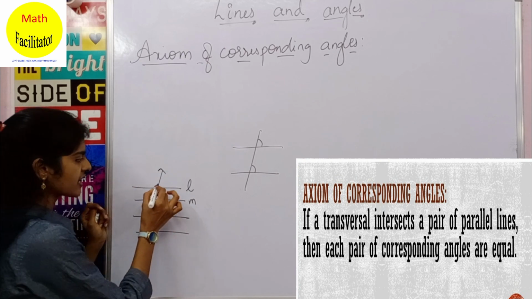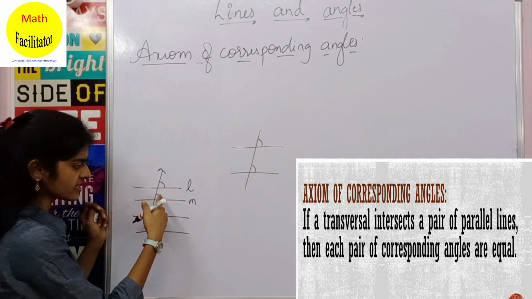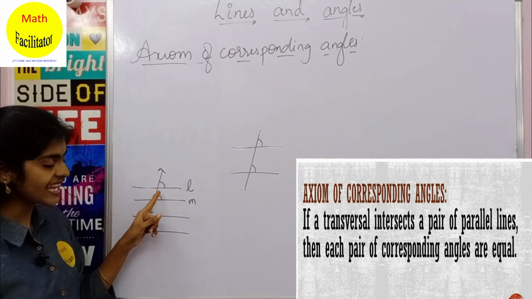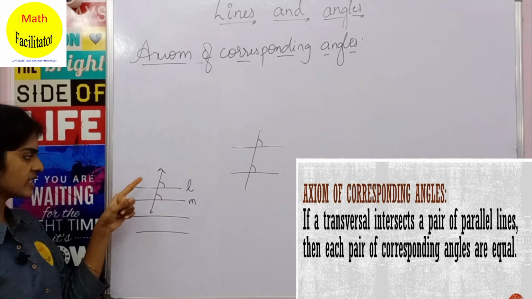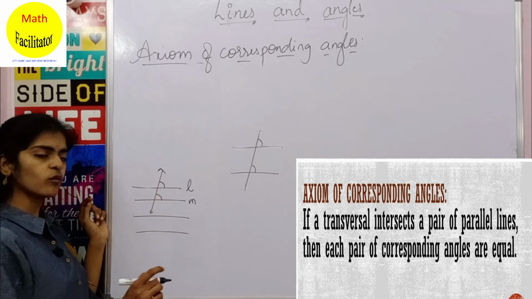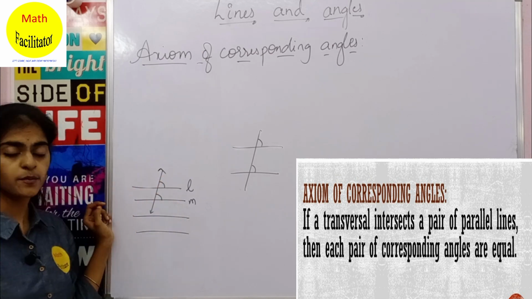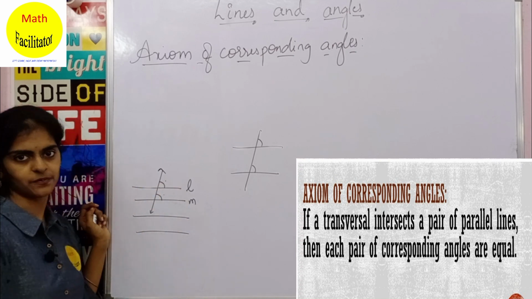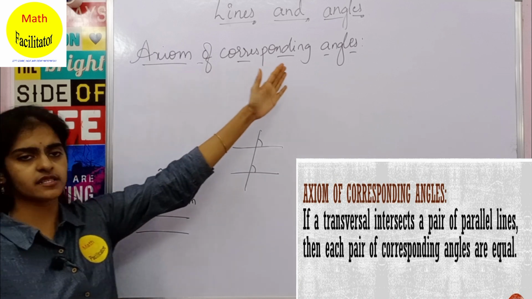Here you can see two angles. These two angles are called corresponding angles. One is exterior, one is interior, and both are on the same side of the transversal. Now I want you to measure these two angles with a protractor. When you measure, you will find that these two angles are equal. That is nothing but our axiom of corresponding angles.